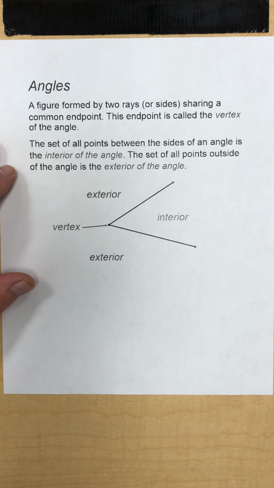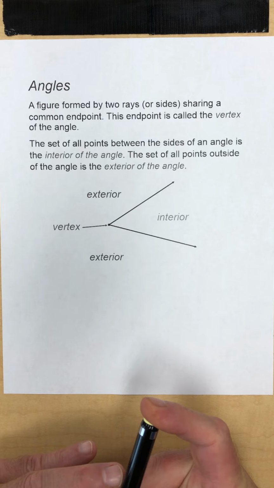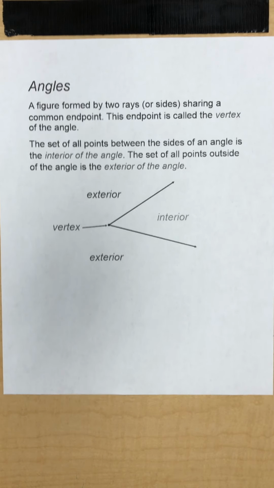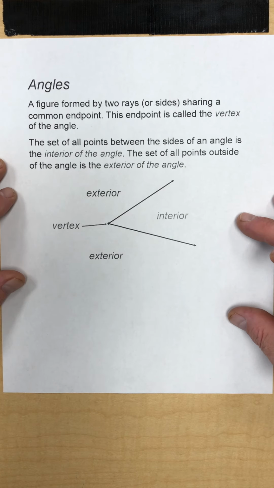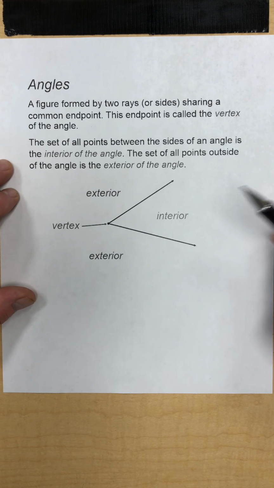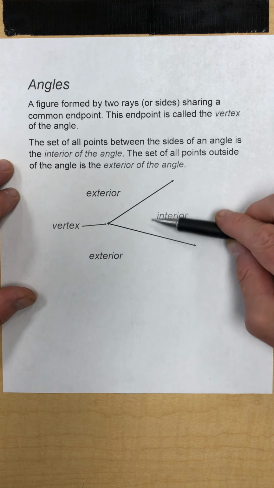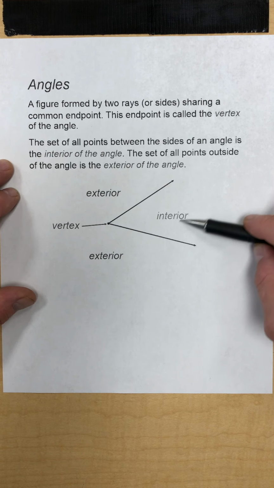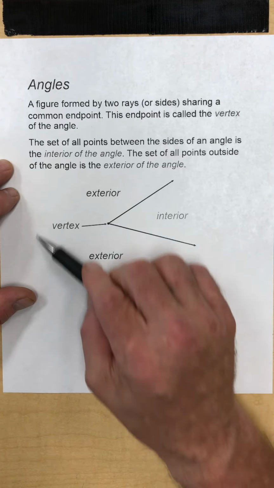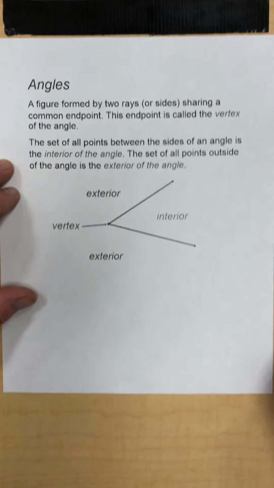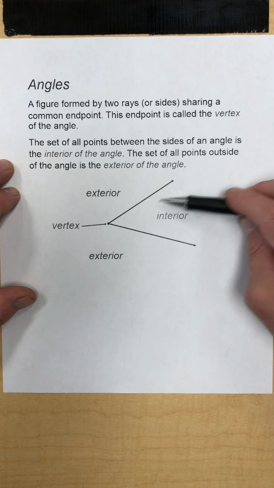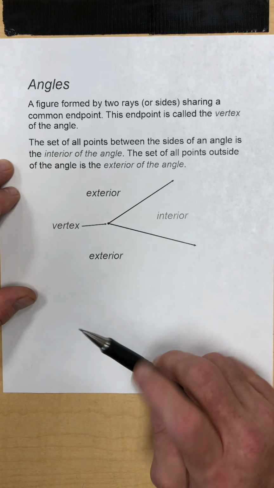It's important, and this is kind of common sense, to differentiate between the interior and the exterior, because that comes into play with a number of different postulates and theorems down the road. Anything inside the angle is considered to be in the interior, and anything that's not inside the angle is in the exterior of the angle. So we have interior points inside, exterior points outside.